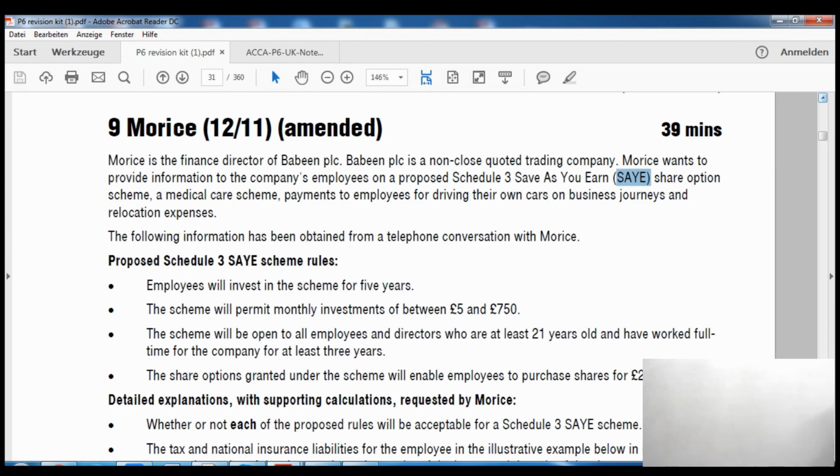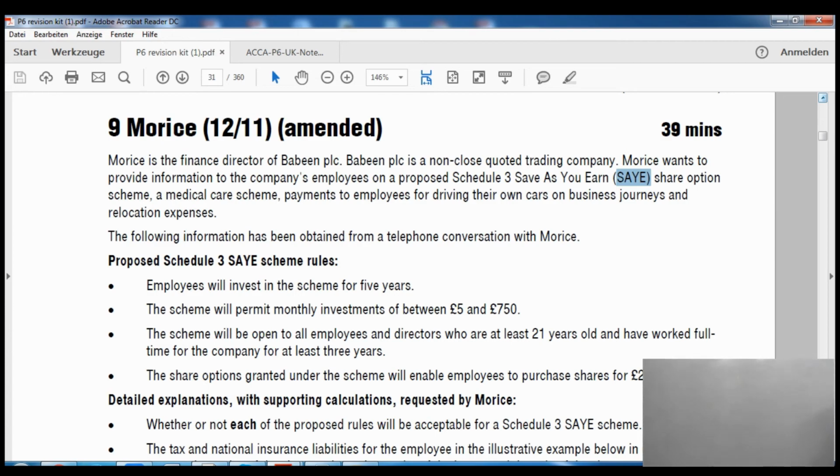Then the next proposal says the scheme will permit monthly investments of between £5 and £750. So we know that it is not 750. The maximum limit is a little different, so you will have to find out from your notes. All right. Then it says the scheme will be open to all employees and directors who are at least 21 years old. Was there any age restriction? You will have to read the notes. And then it says and have worked full-time. So it talks about full-time directors and full-time employees. So you will have to read the notes about whether there is any information regarding that.